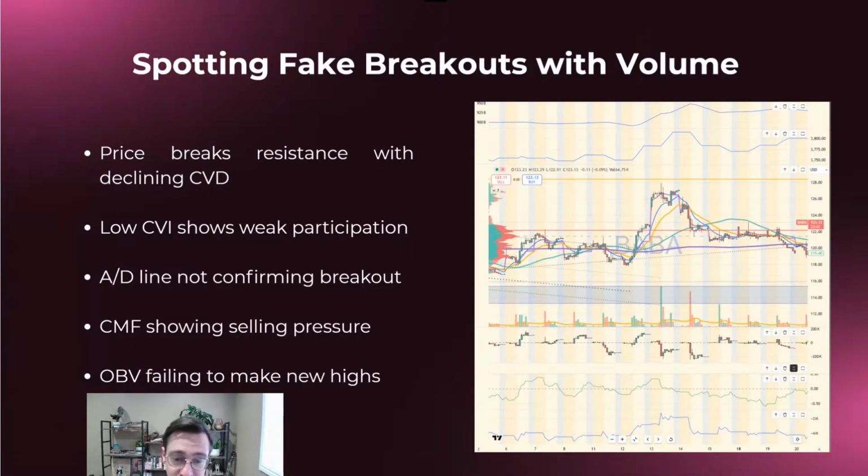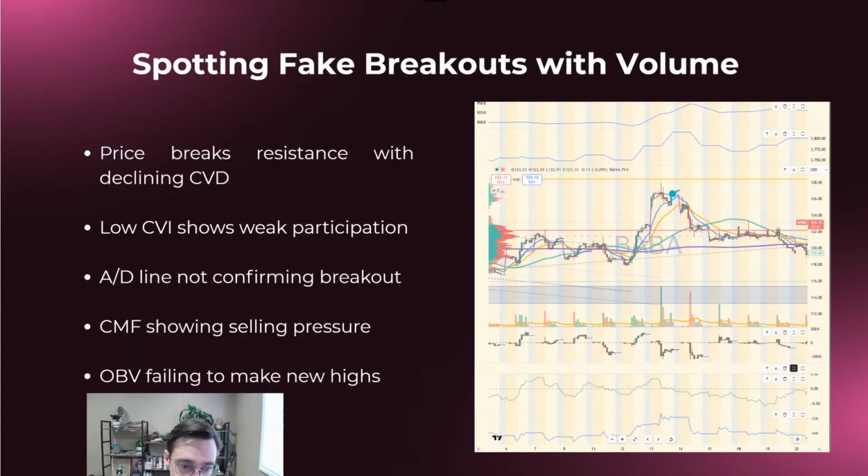The first thing is that on a fake breakout, you're going to see the price break resistance, but the CVD will be declining. What I want to look at here is this range up here after the breakout. We got the breakout, and here's the CVD on the breakout. It was nice and green. But then overnight, what does the CVD do? It opens up lower, first off. That's not a good sign. And then when the cash session opens, it drops like a rock.